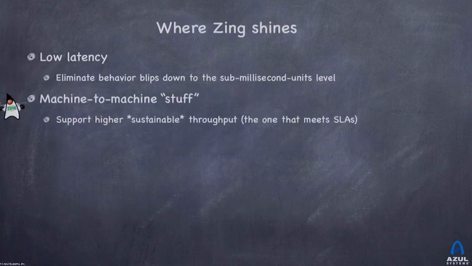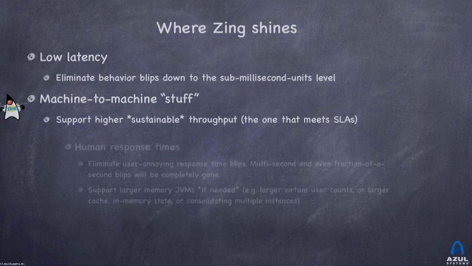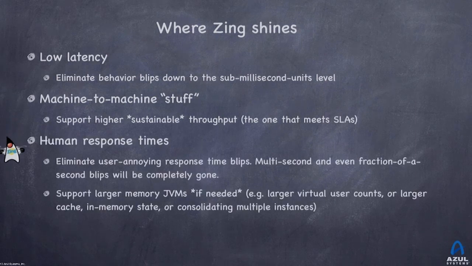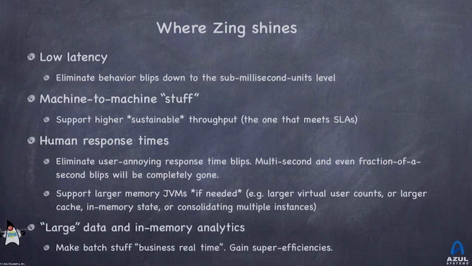Where it really shines is low latency machine-to-machine communications. Human response time things, when you have a lot of state in memory, whether it's caches or in-memory stuff or just big fat sessions. And large data analytics, a lot of interactive data analytics for risk, for ad placement, where you're crunching data cubes of tens of gigabytes and a human is involved. And the human doesn't really like it when the system freezes for 30 seconds every once in a while.